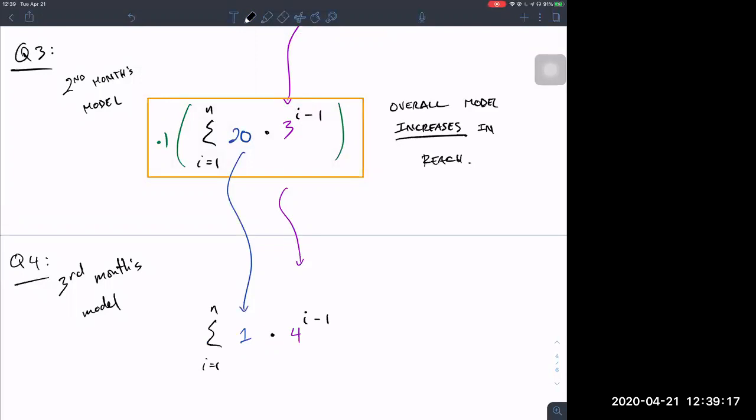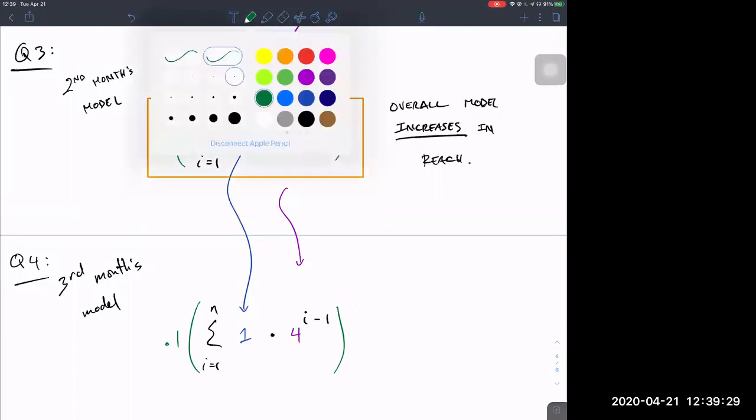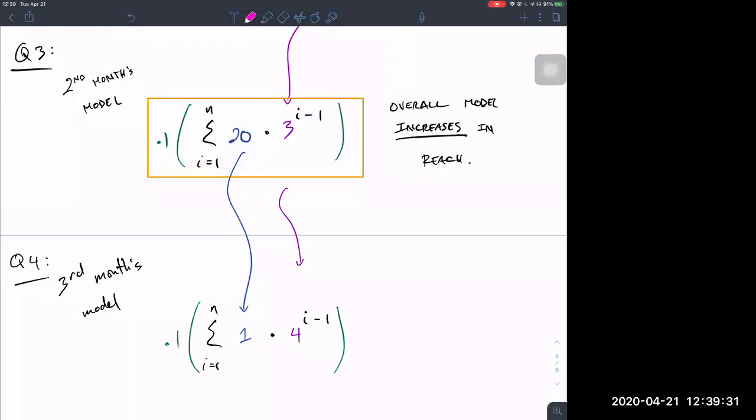Summation, and you're being paid 10 cents for each viewer, right? If I told you the number of cents you were paid for each viewer changed, you would change that. But the whole idea of, I'm going to just draw little stars here really quick.